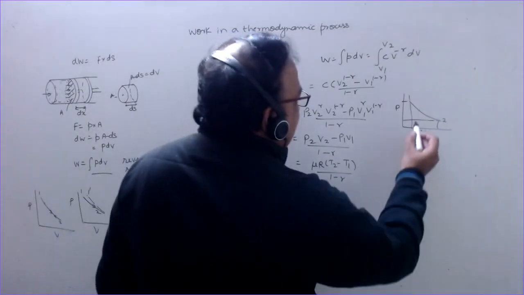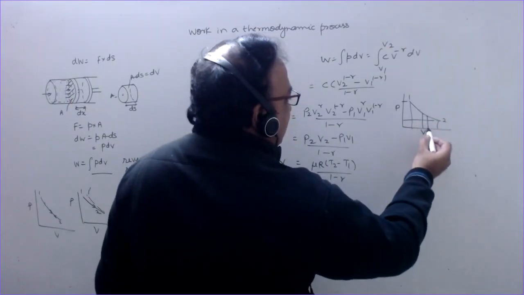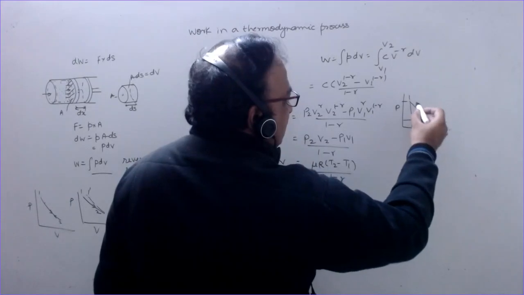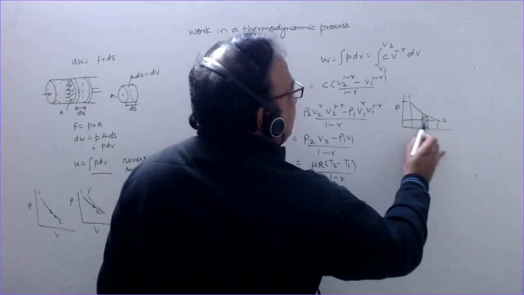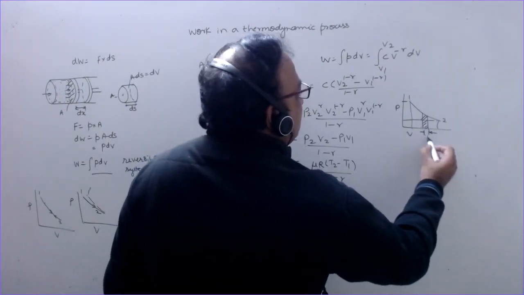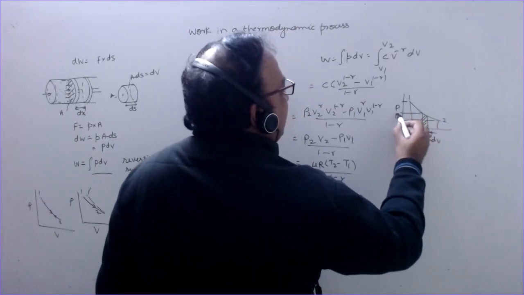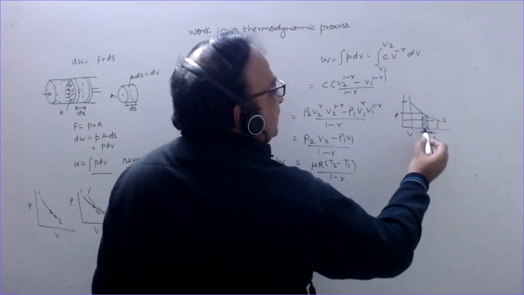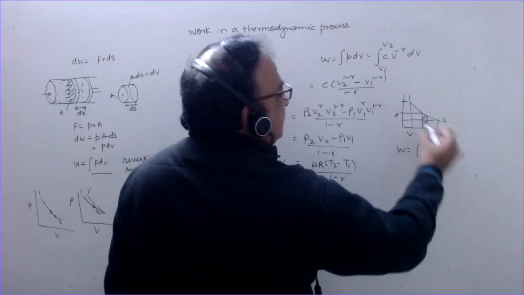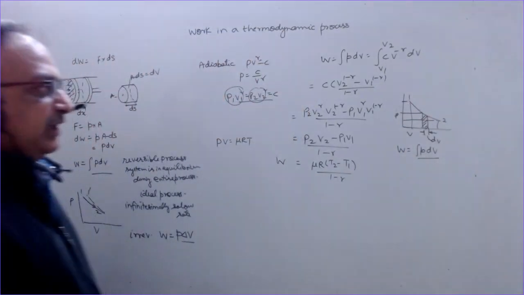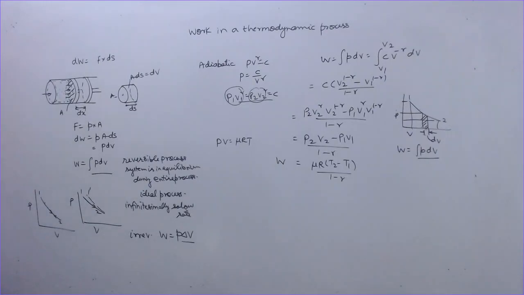And during a process, the work done is given by the area under the process, area under this curve. So if you take a small element here, the change in volume is dV, and the value of pressure here is P. So P into dV gives you the area of this small element, almost a rectangle. So integral P dV for this continuous path, work done. So work done is defined as the area under the curve of the process. So this is the work done for an adiabatic process.